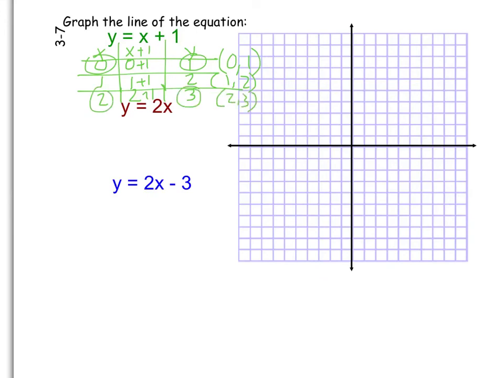To graph that, I'm simply going to put those on the graph. 0, 1 is about here. 1, 2 is here. And 2, 3 is here. If these don't line up in a straight line, you know you did something wrong. Go back and check your math.